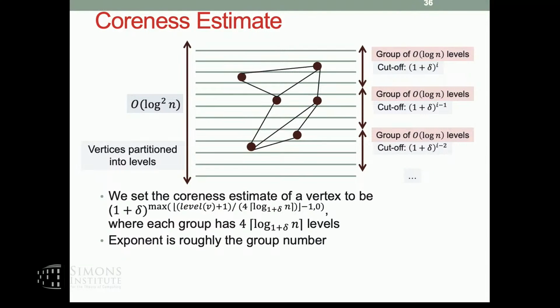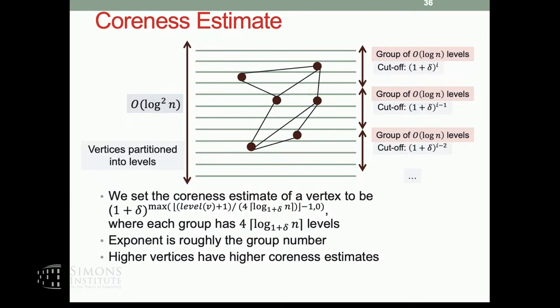Okay, so let's go back to the question about estimating these coreness values. So we set the coreness estimate of a vertex to be (1 + δ) to this messy expression, which you don't need to fully understand, but this exponent of the (1 + δ) is roughly equal to the group number that the vertex is in. So recall that we basically partitioned our levels into log n groups, each of order log n levels. And the exponent there is roughly which group the vertex belongs to.